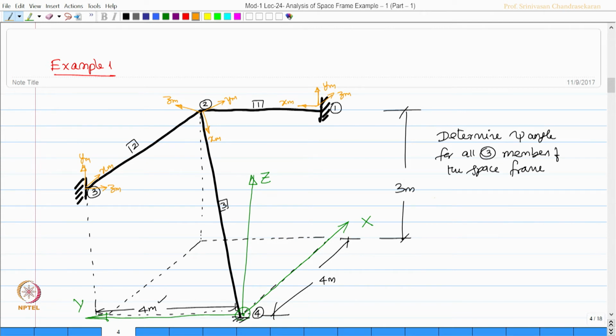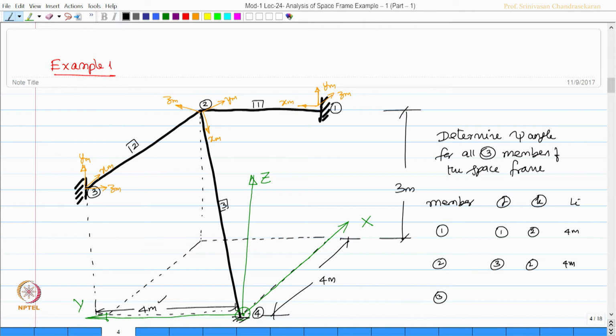So, let us say the member j and k ends and length of the member. Let us say member 1, member 2 and member 3. For member 1, the j end is at 1 and the k end is at 2, length of the member is 4 meters. For member 2, the j end is at 3, the k end is at 2, length of the member is again 4 meters.